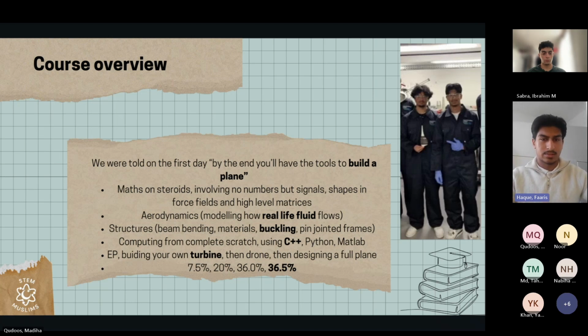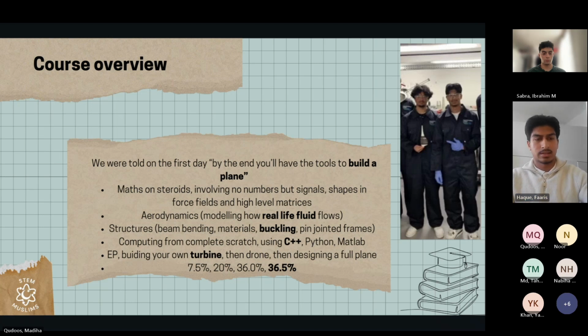Moving on to aerodynamics, where you model how real-life fluid flows. So you'll start with modeling ideal flows around vortices and sinks, for example. You then solve for lift and drag around the body. Then you'll start going into compressible aerodynamics, where you need to understand how air flows through a nozzle. And then you move on to the hardest bit, shock waves, which is the real part of aeronautical engineering, which we struggle with.